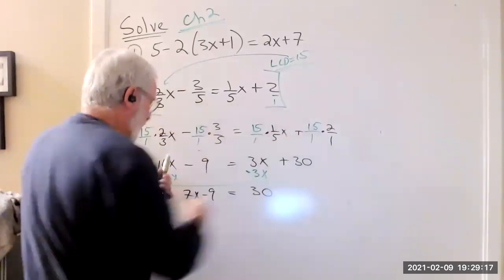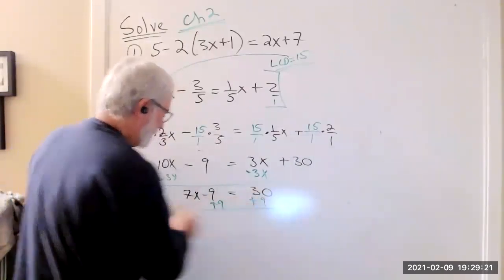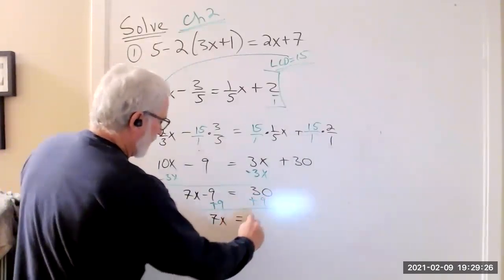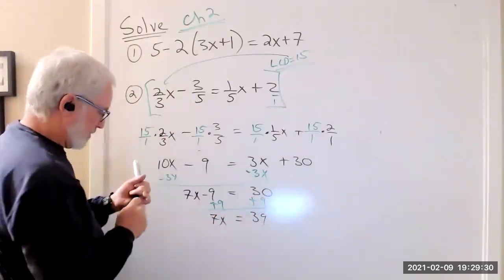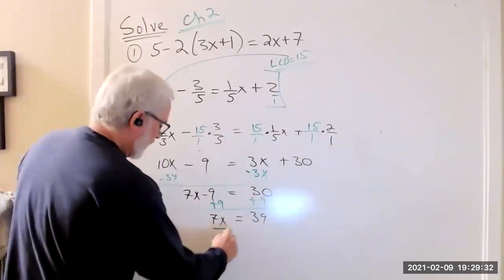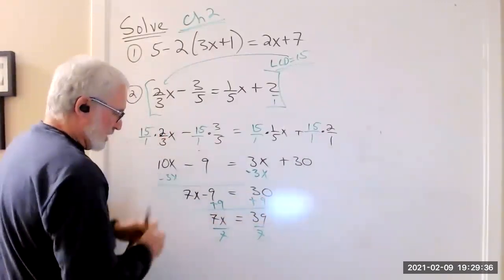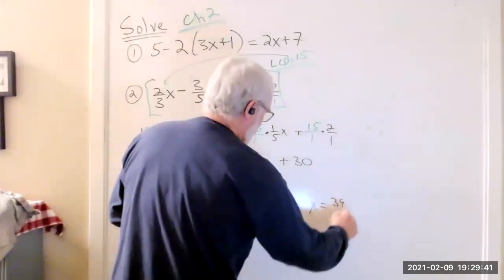So I want to move the 9 over, so I'm going to add 9. That's going to give me 7x equals 39. Okay. Divide by 7. Divide by 7. 7 doesn't go into anybody, so x is 39 over 7.